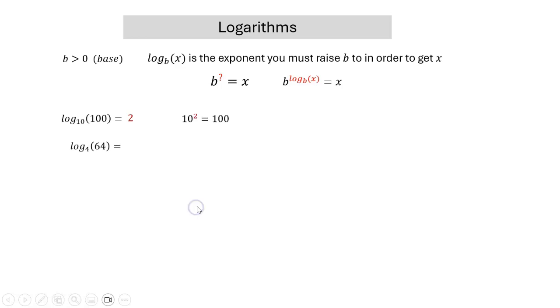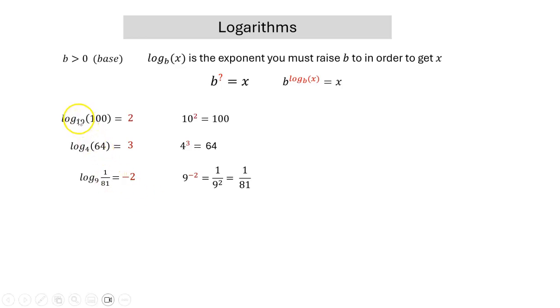Let's try another one. What's log base 4 of 64? Well, what's the exponent I have to raise 4 to get 64? 3. So log base 4 of 64 is 3. One more. Log base 9 of 1 over 81. Well, yeah, 9 to the minus 2 is 1 over 9 to the positive 2, which gives me 1 over 81. So log base 9 of 1 over 81 is negative 2.